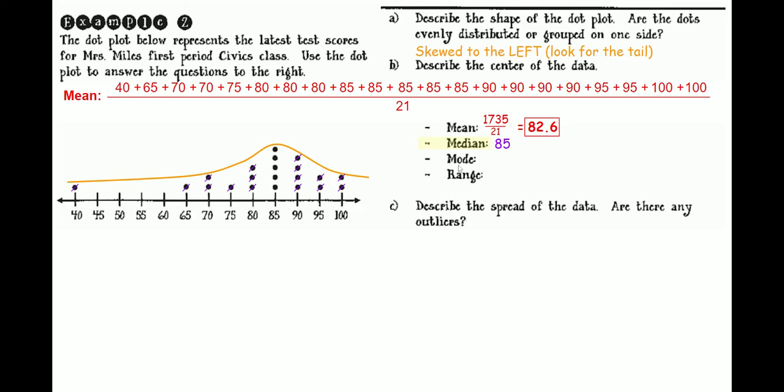Our mode, the most commonly occurring number, is 85. It's pretty clear because it's the number that has the most dots. So we're going to write 85 right there.